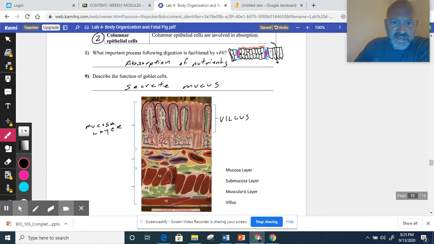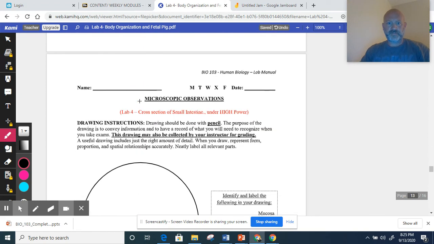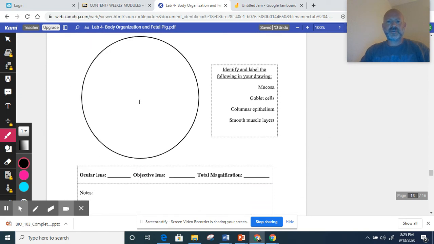The layer beneath it that contains the blood vessels is the submucosal layer. Deep to that, or underneath that, we would have all this smooth muscle tissue in there. That's called the muscularis. All right. And then you would have your microscopic observation.